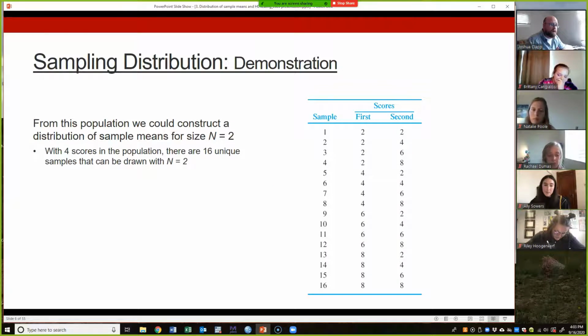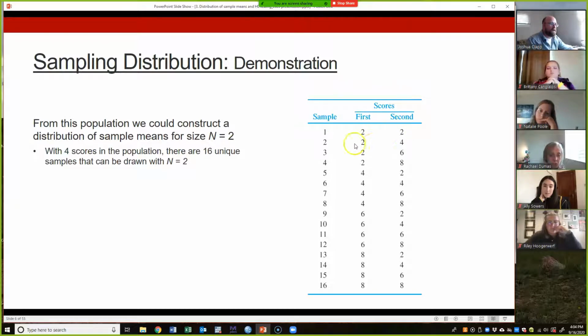We've only got 4 scores, but from this population we could construct a distribution of sample means of sample size 2. If I randomly grab samples of size 2 from this set of 4 scores, again with replication, there are a total of 16 unique samples that could be drawn. My first draw, I get the person with a score of 2. I throw them back, because it's with replication, and I get them again. So there we've got that.